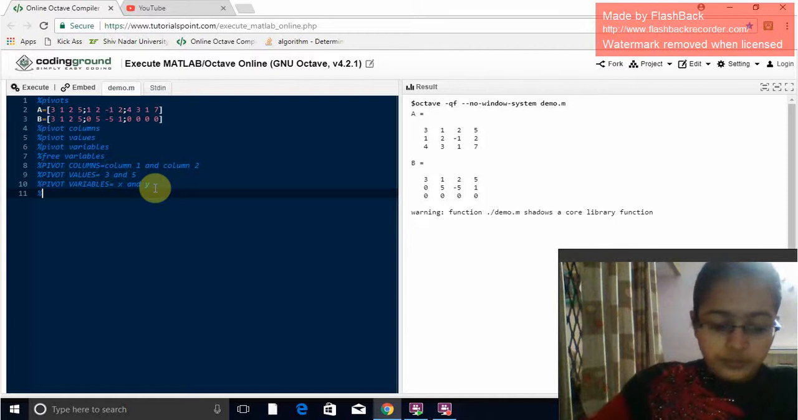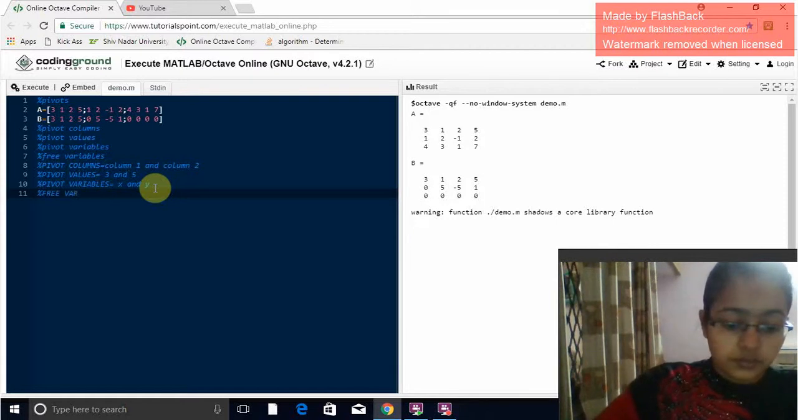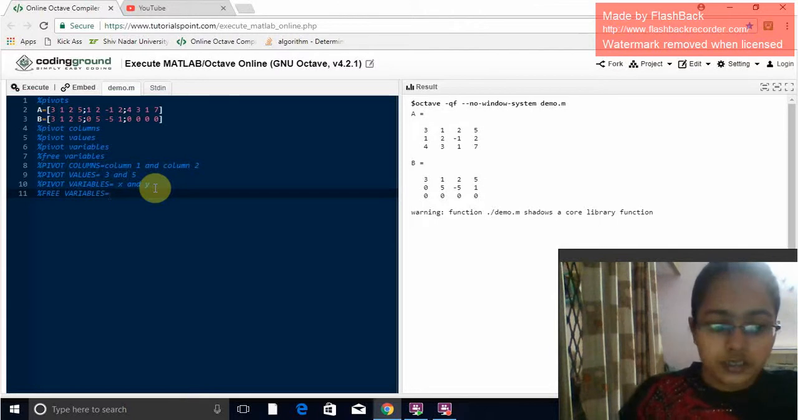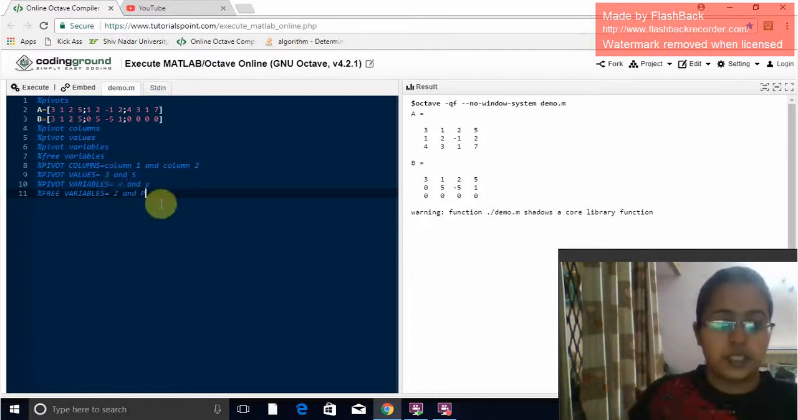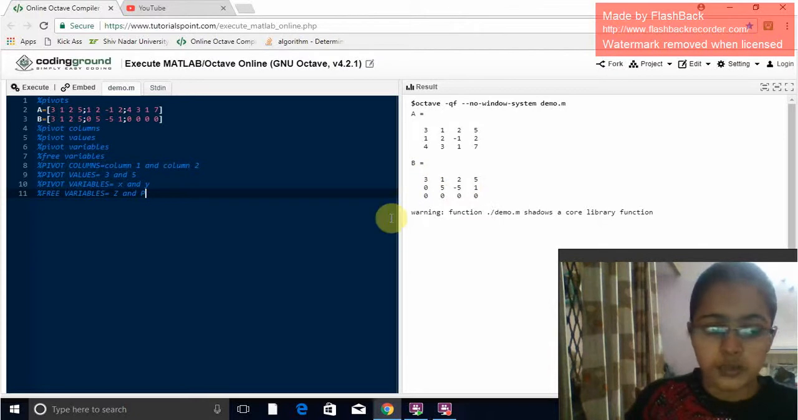Free variables. Free variables are basically the variables which are not pivot, that is Z and P. These are our free variables. Since we have 4 columns, 4 variables, 2 are pivot here and 2 are free.